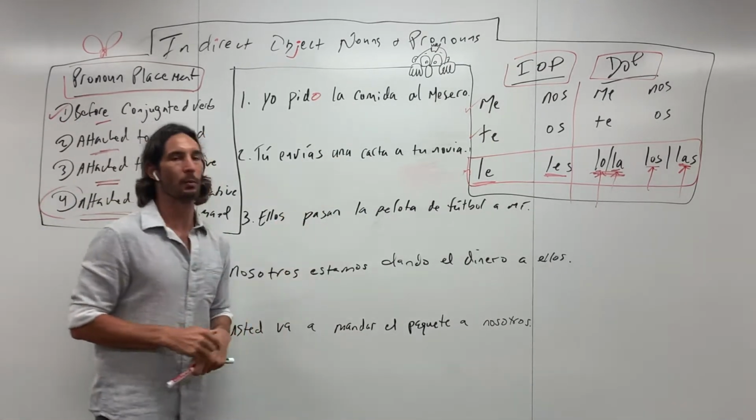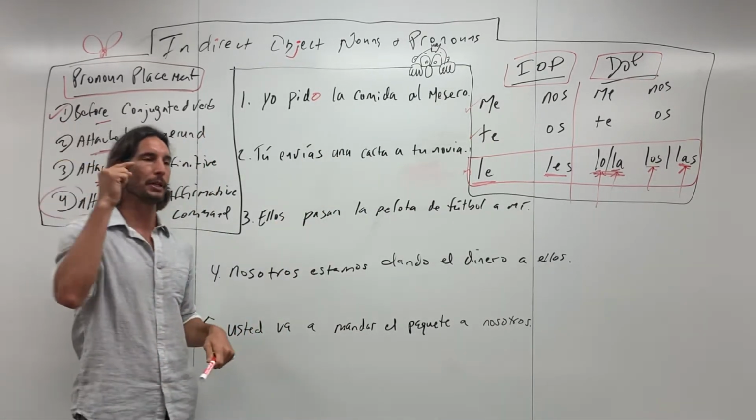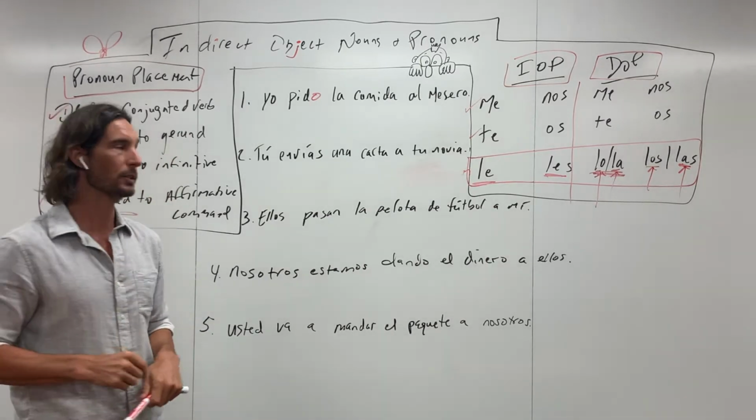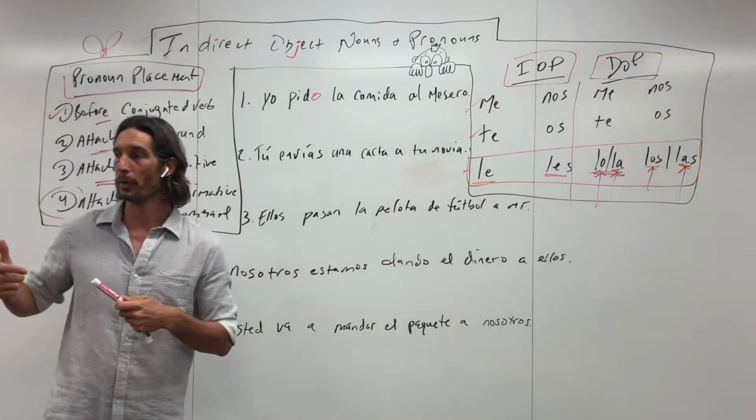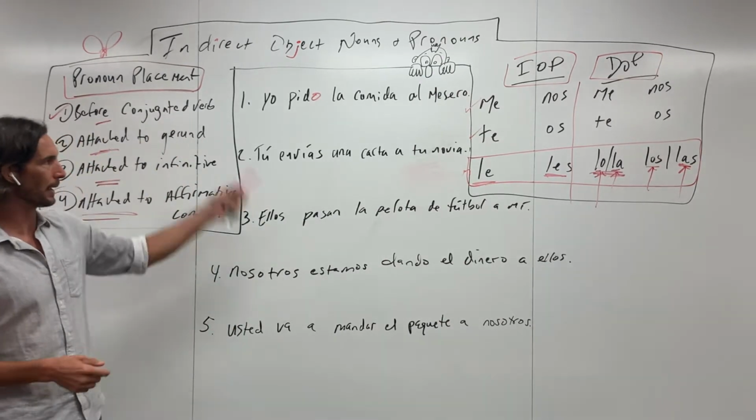But today, like I said, what I want to work on are indirect object nouns and pronouns, and how to convert a noun into a pronoun and then put it into a sentence. And so we've got some examples here.